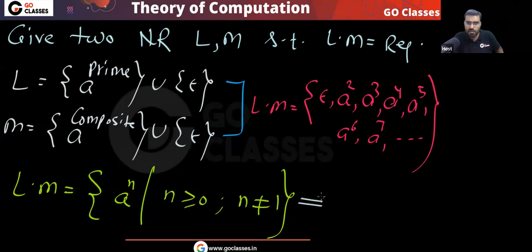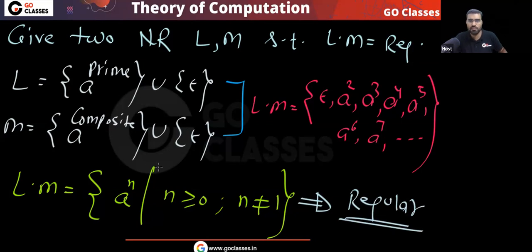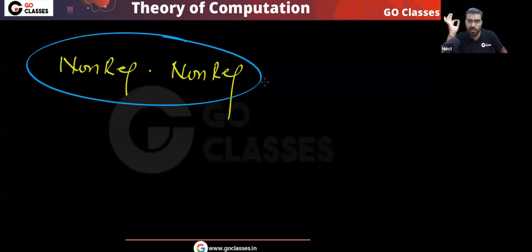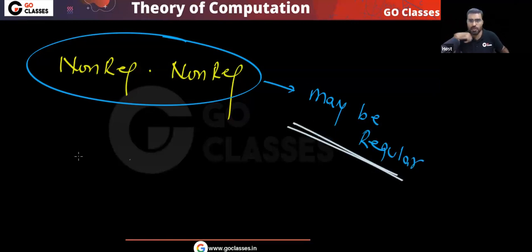Is this regular? Yes, this is regular, right? Okay. So this is another example. Please tell me, did you understand now? So remember, this is what I am saying, that non-regular concatenated with non-regular may be regular. This is what I told you, that this may be regular.